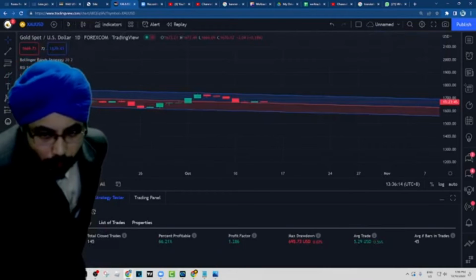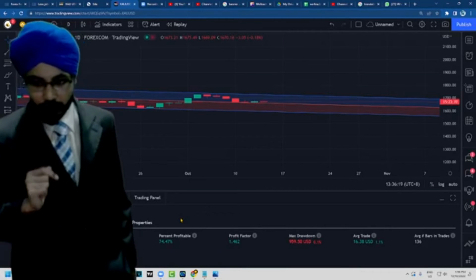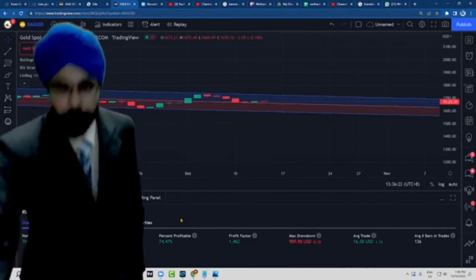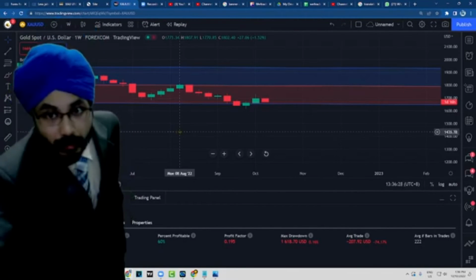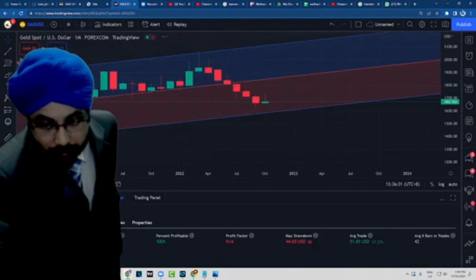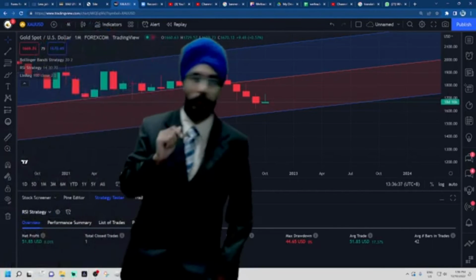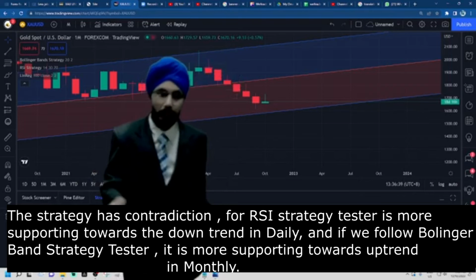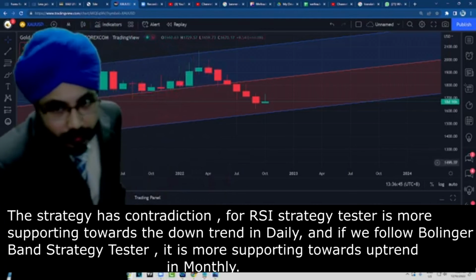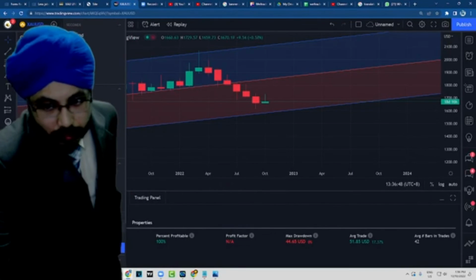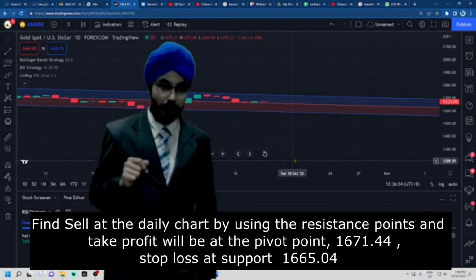Moving forward, I will go with my RSI strategy. From my RSI strategy, it's showing about 74.47% on the daily. If I go for my weekly, I can see about 60%, and for my monthly, I have 100%. What is most important is that both of your strategy testers need to be above 50% in order for you to spot the trend. As we can see on the daily, this supports more of a downtrend. Thus, we could go with the downtrend.